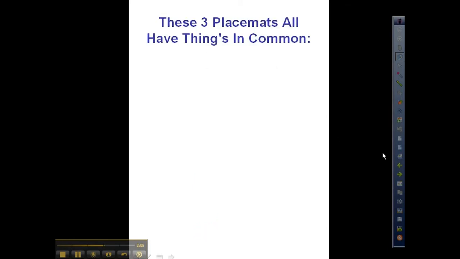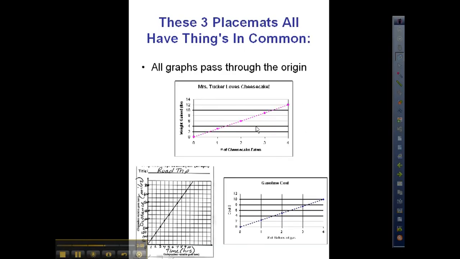Okay? All 3 placemats have things in common. The first thing that they all have in common is that the graphs all pass through the origin. With direct variation, your graphs pass through the origin. Okay, that's the first characteristic.